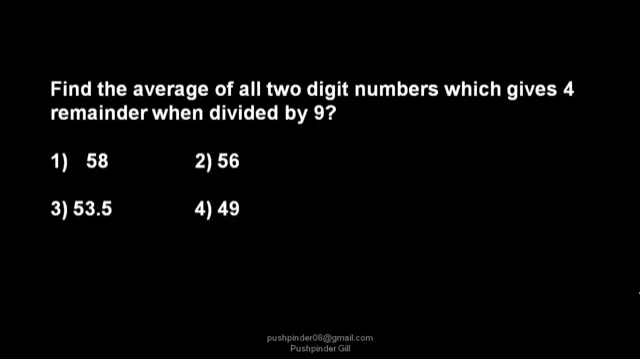Now what is the average of all 2-digit numbers which give remainder 4 when divided by 9? Can you tell me which is the first number which gives remainder 4 when divided by 9? 9 plus 4, 13. What's the next number? 13 plus 9, which is 22. What's the next number? 22 plus 9, that is 31. So are these numbers in arithmetic progression? Yes, because they have a common difference of 9.